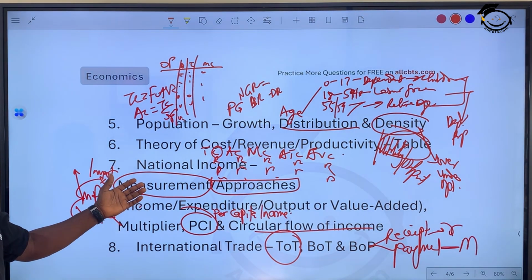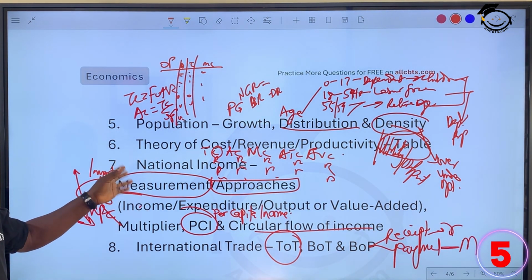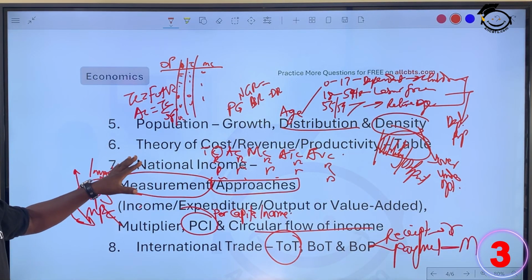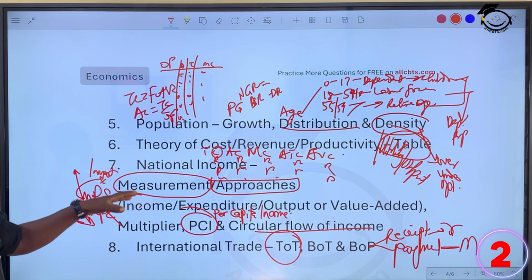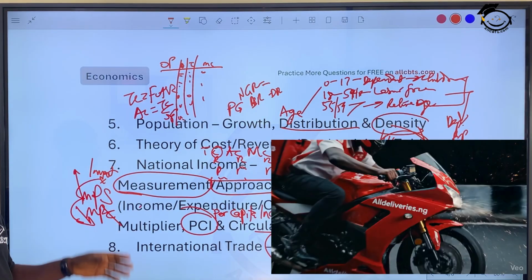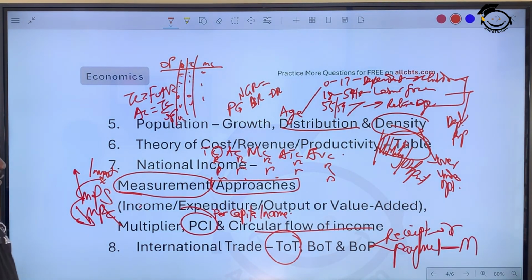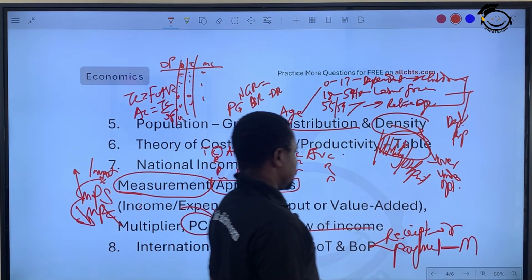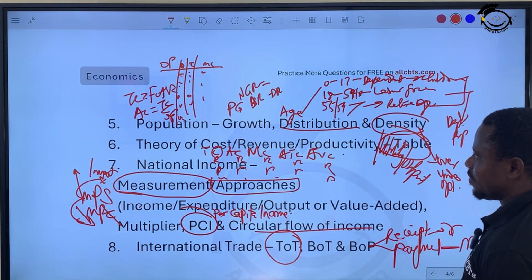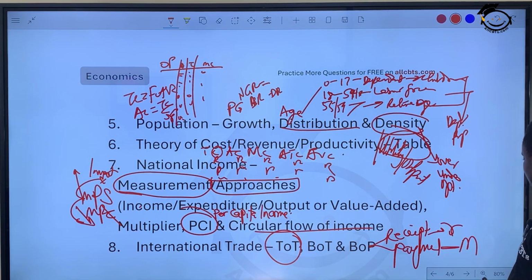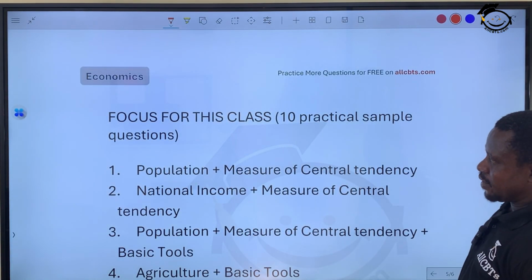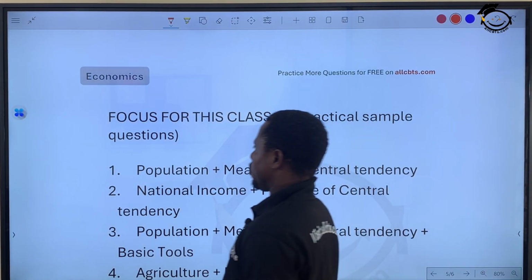My dear, I'm sure you have been exposed to this now. And now you have an understanding of what number 1 and number 2 look like for your economics. And now you know where to concentrate to prepare for your exams. Okay? So what I'm going to do is that I've selected some questions as a practice for you. Okay?